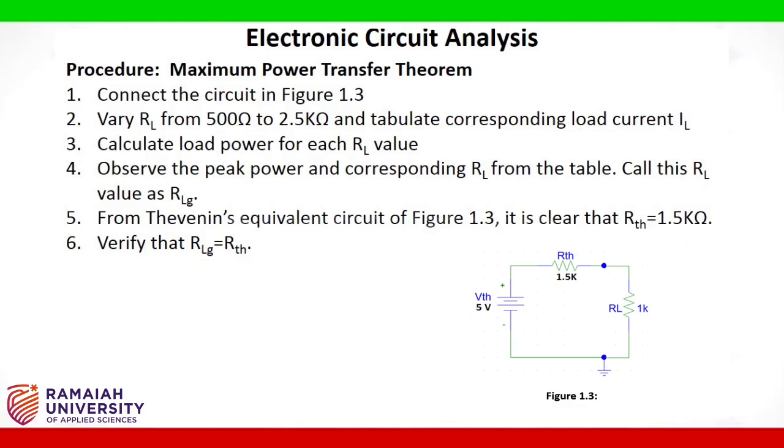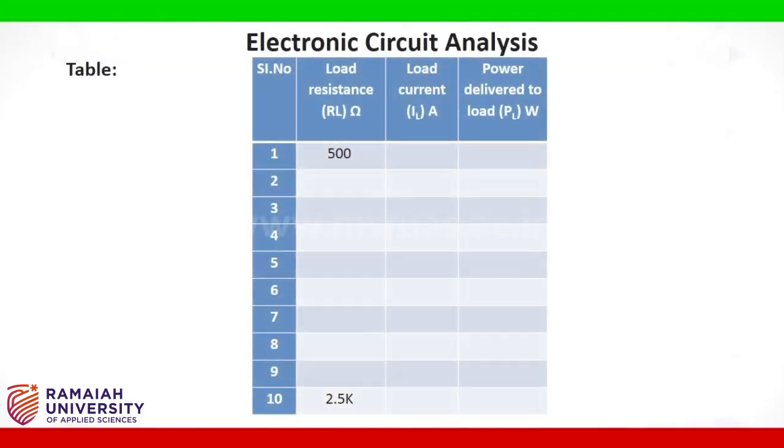From Thevenin's equivalent circuit, it is clear that RTH is equal to 1.5 kilo ohm. Verify that RLG is equal to RTH. Tabulate the voltage and current readings for RL values from 500 ohm to 2.5 kilo ohm and calculate power for each value of RL.